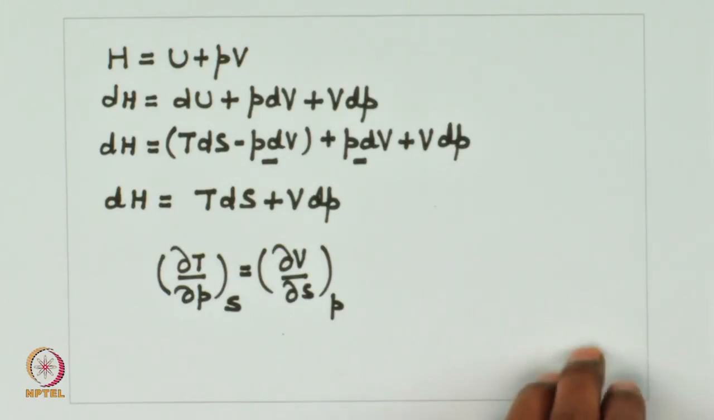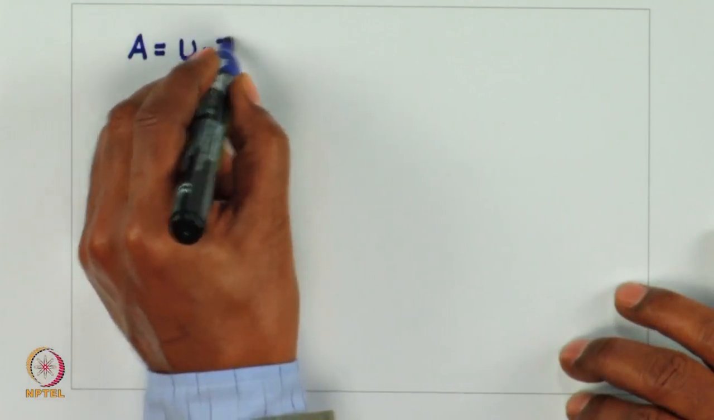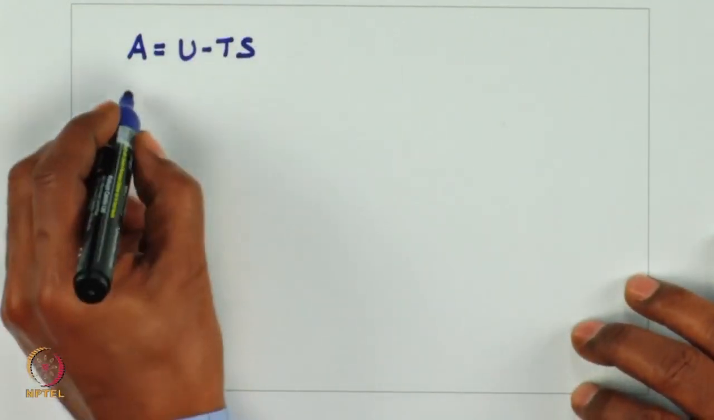Now let us derive the fourth Maxwell relation, and that we will do by acting on the Helmholtz free energy or Helmholtz function. That is, let us start with A is equal to U minus TS. This is the Helmholtz free energy or Helmholtz function.